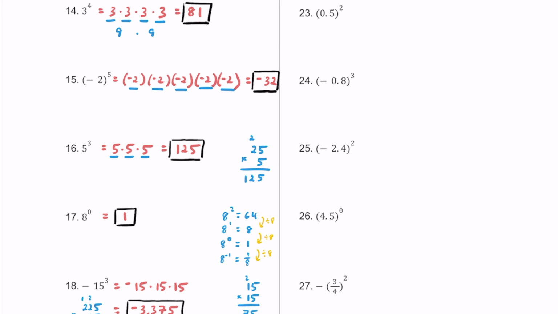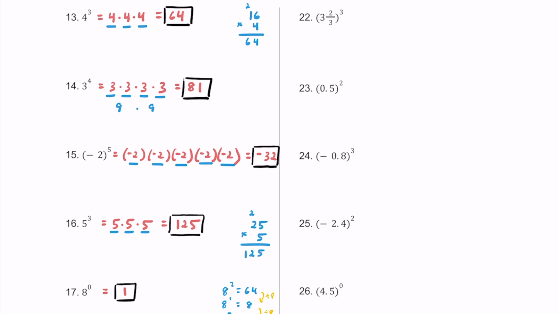For 22, we have a mixed number raised to the 3rd power. So let's go ahead and change this into an improper fraction. So 3 times 3 is 9. 9 plus 2 is going to be 11. So this is really 11/3 multiplied by 11/3 multiplied by another 11/3. All right, so we got a lot of multiplication that we have to do here.